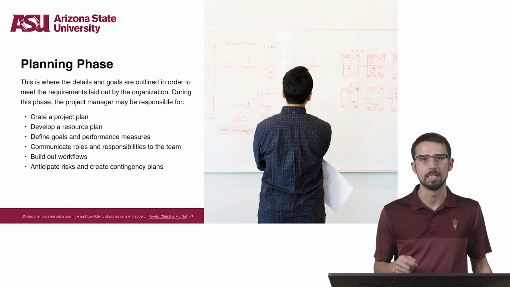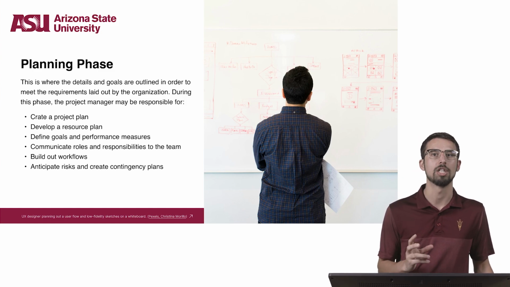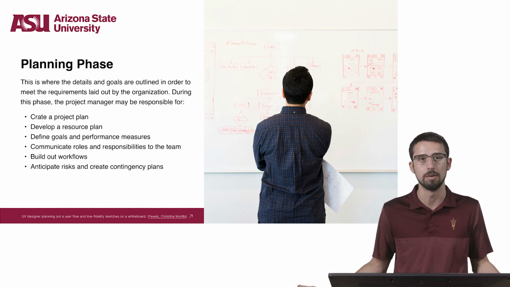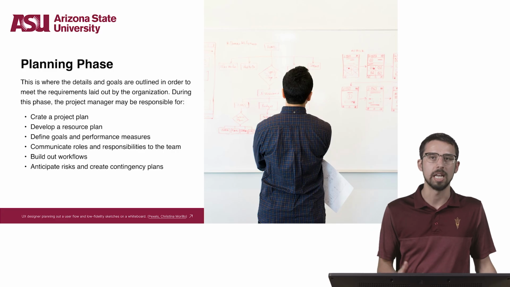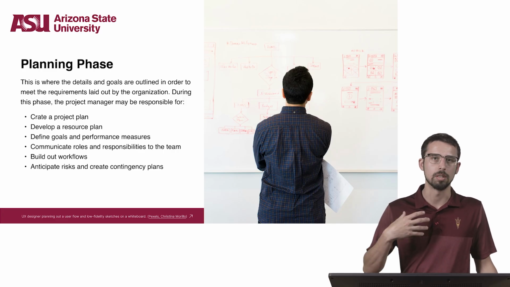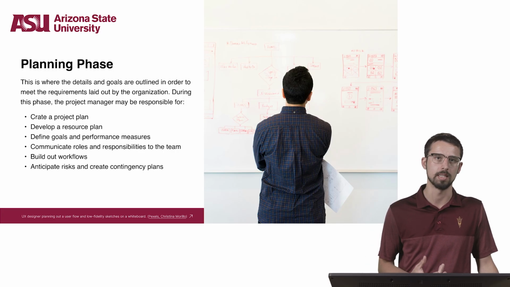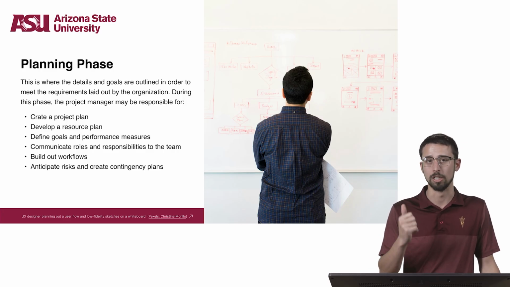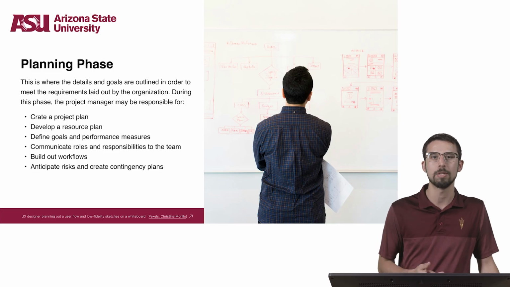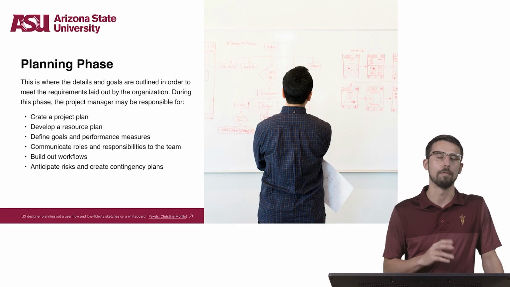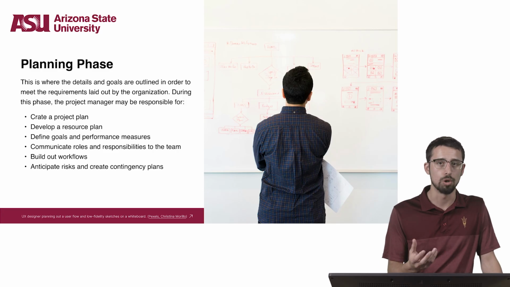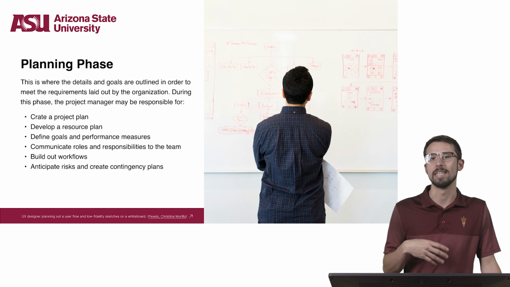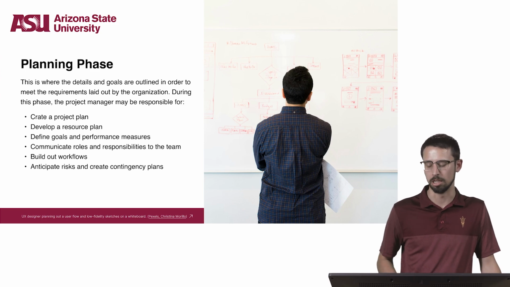The planning phase is critical to creating a project roadmap for the entire team and that the team can really follow. This is where all of the details and goals are outlined in order to meet the requirements laid out by the organization. And during this phase, project managers will typically create a project plan, develop a resource plan, define goals and performance measures, communicate roles and responsibilities to the team members, build out workflows, and anticipate risks and create contingency plans.